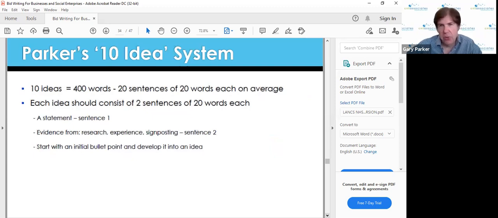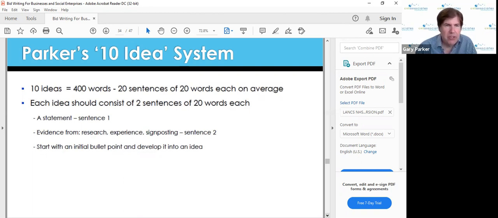So I'm going to show you an easy system on how to write a core bid. I call it my 10 ideas system, and this is a very basic way to write an application. Basically you have 10 ideas and that equals 400 words. So that's 20 sentences of 20 words each on average. And each idea should consist of 2 sentences with 20 words each.